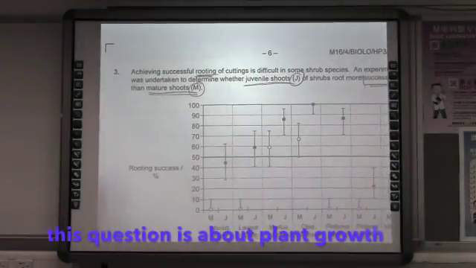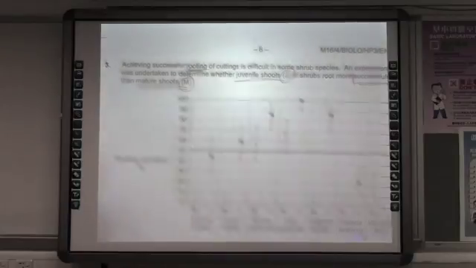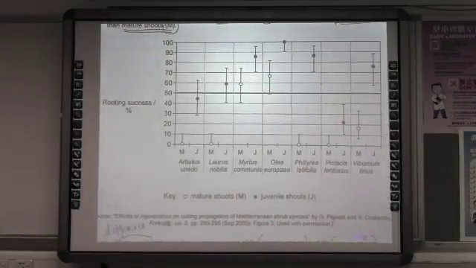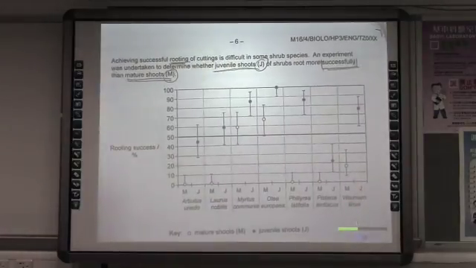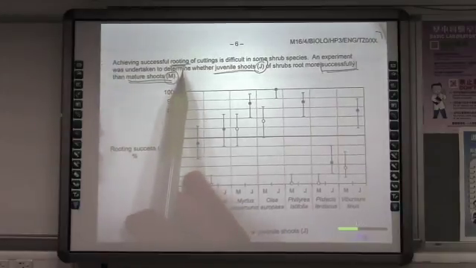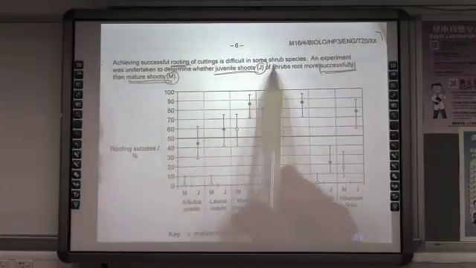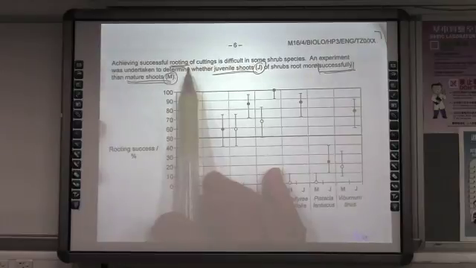So now question 3. Now, this diagram, you can see a lot of comparison. So what are we comparing now? Achieving successful rooting. Now this time rooting is the subject, is the important word here. Rooting of cuttings is difficult in some shrub species. So the successful rooting is difficult, meaning developing root is difficult.